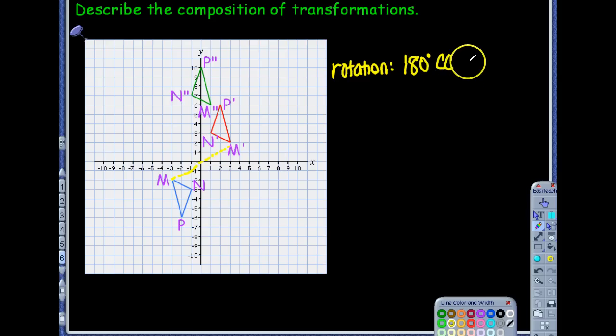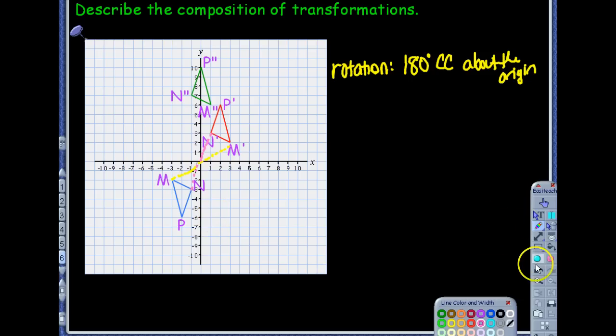Okay. About the origin. And guys, the origin, as you've seen when we've done rotations, is the most common center of rotation. It's not the only one, but it's the one we're going to use the most. And if you check other points, you'd see the same thing, that it definitely does rotate around that center.